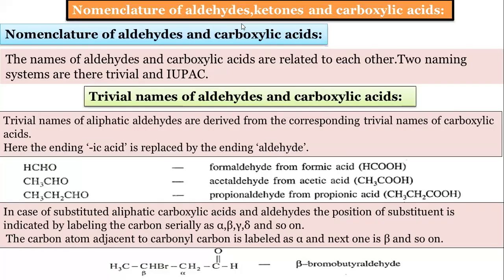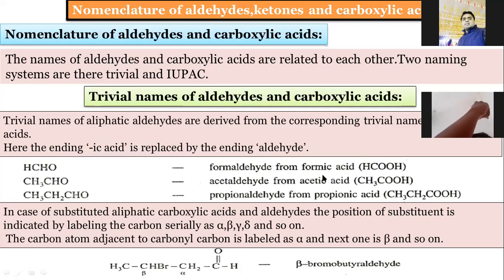Then I am coming to the nomenclature system of aldehydes, ketones and carboxylic acids. For the nomenclature system, the rules are the same. Select the longest chain containing the carbonyl compound, that may be an aldehyde, a ketone, or a carboxylic acid. But the main thing I will explain: the common names are different and the IUPAC names are different. The names of aldehydes and carboxylic acids are related to each other. First, I will explain the common names. See, formaldehyde is derived from formic acid. The formic acid and the formaldehyde. See, this is formic acid and this is formaldehyde.